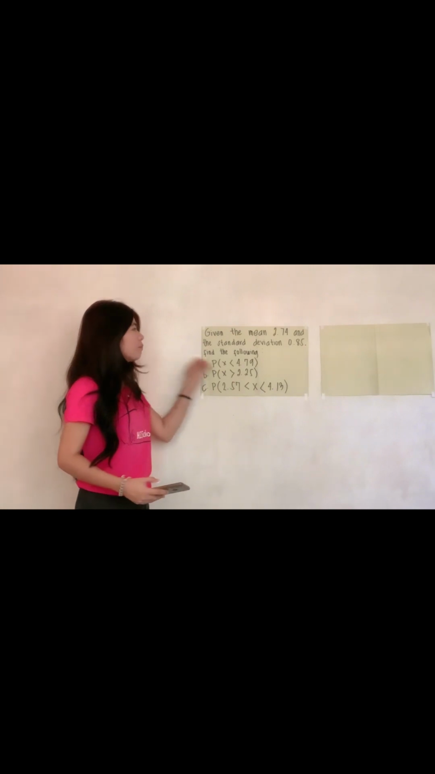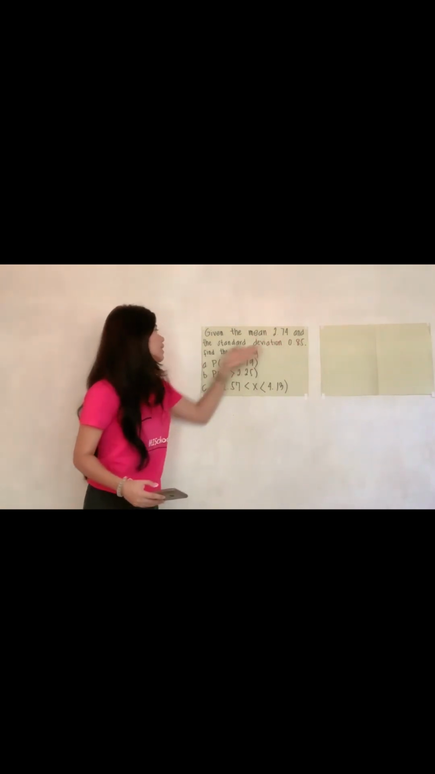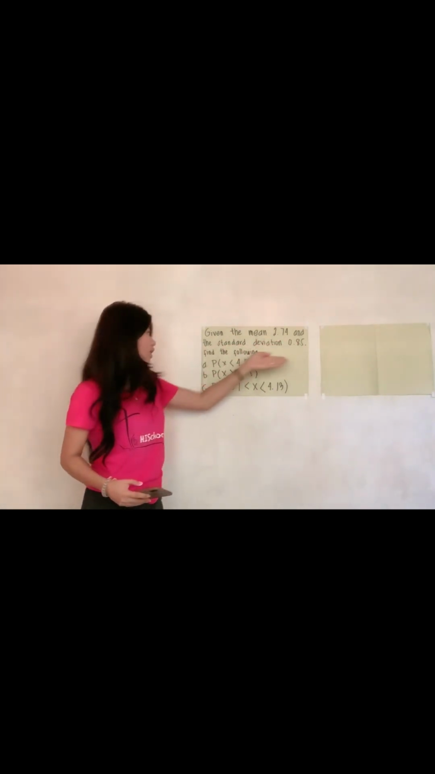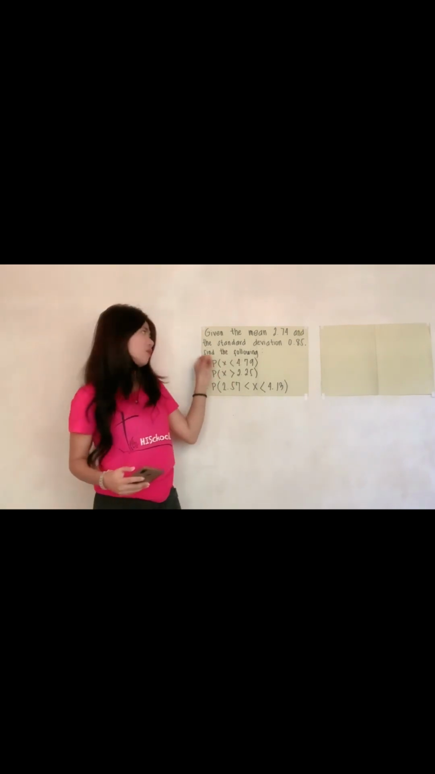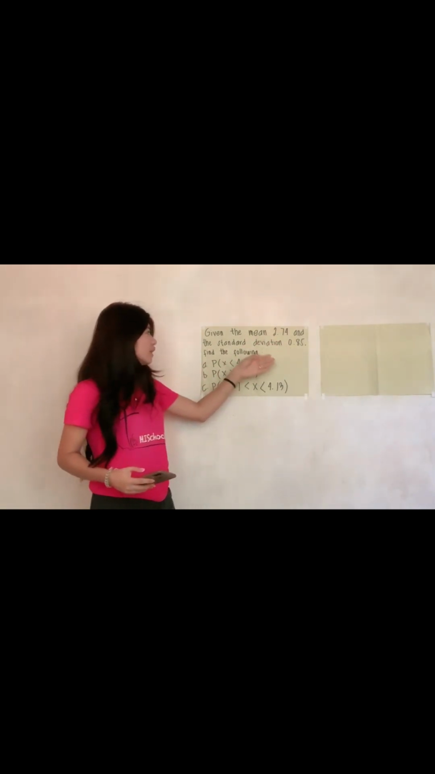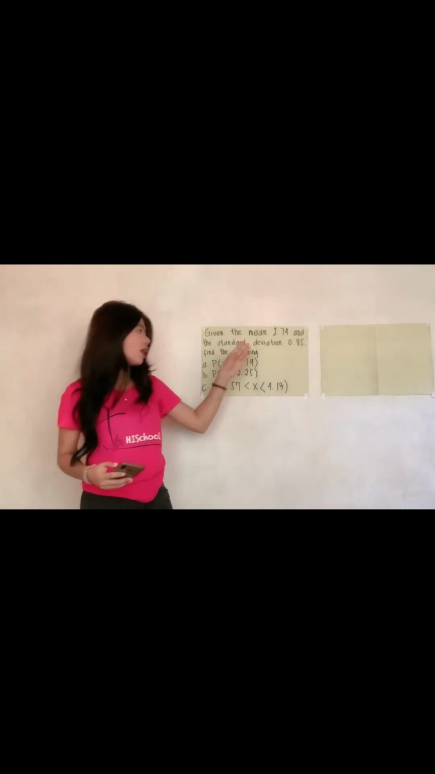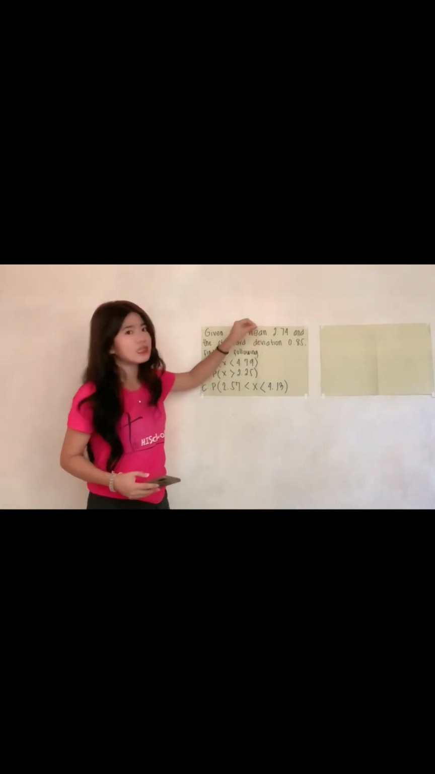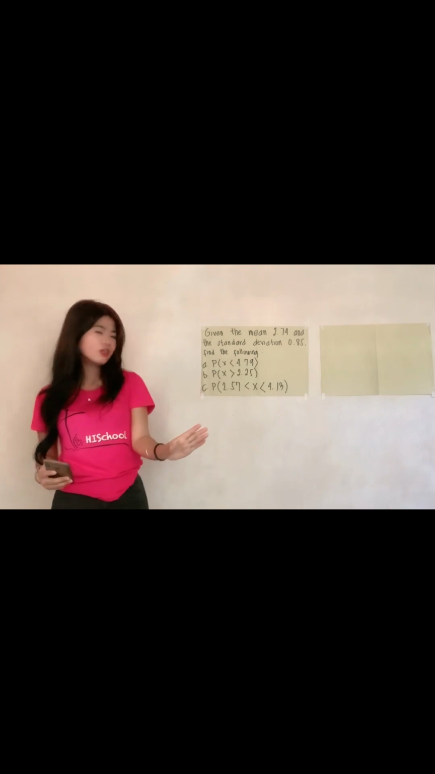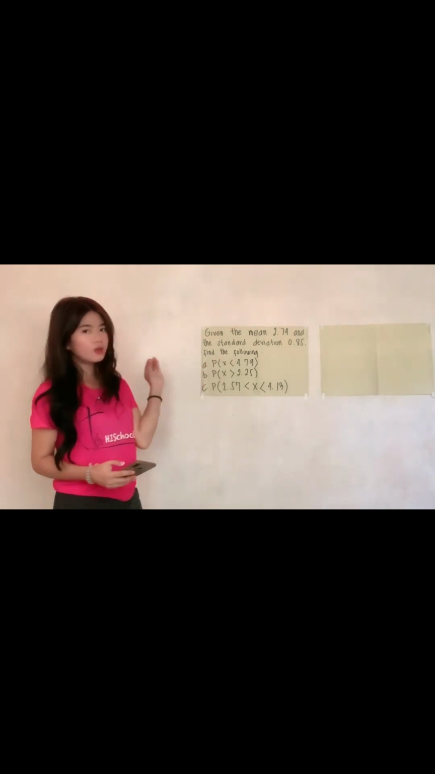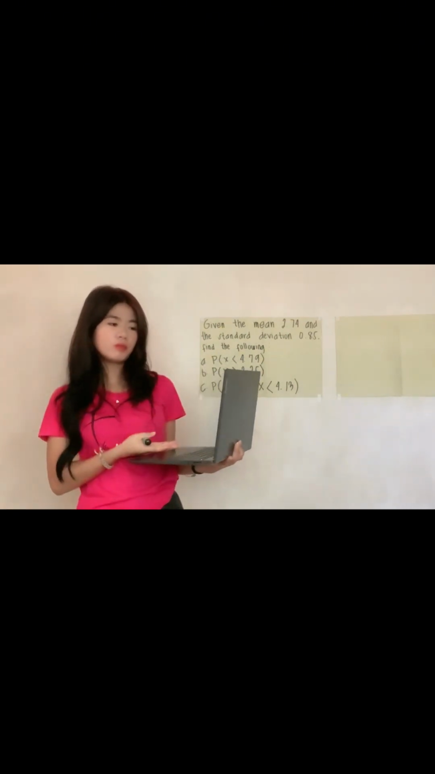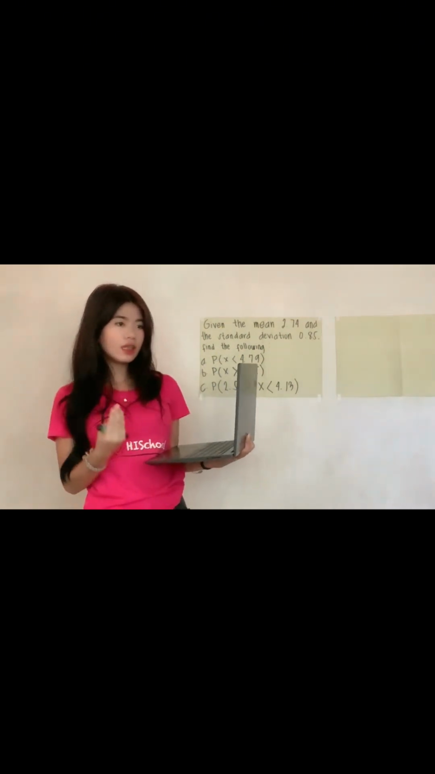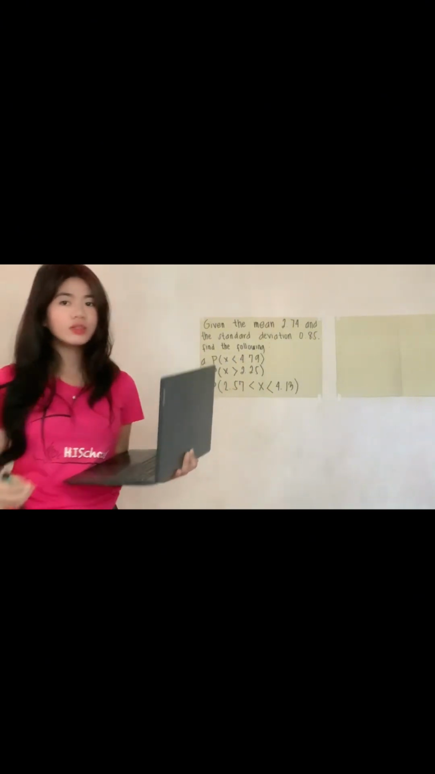Given the mean 2.74 and the standard deviation 0.85, find the following. We have here A, B, C. As you can see, the given mean is 2.74 and the standard deviation is 0.85. That's as is. And this is what we will get. So now, I will teach it to you. As you can see, I brought my laptop. Here we will see how to use Excel.